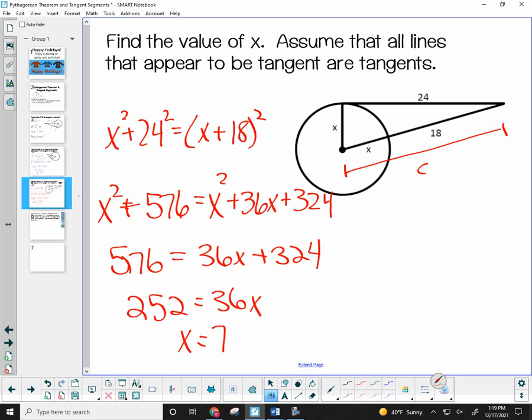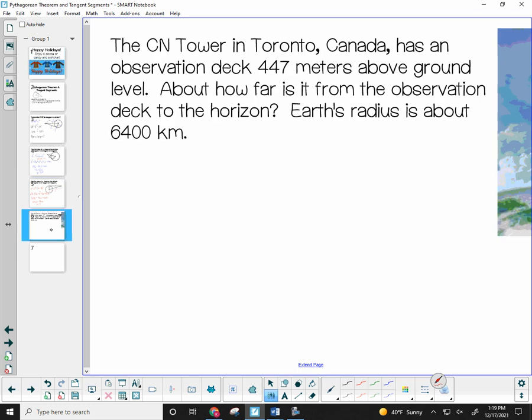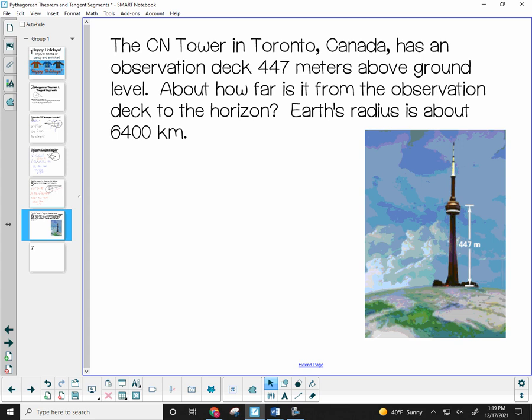All right. Last one. This came up on an air test a couple years ago. Something very, very similar to this, so I threw this on here. It says the CN Tower in Toronto, Canada has an observation deck 447 meters above ground level. About how far is it from the observation deck to the horizon?